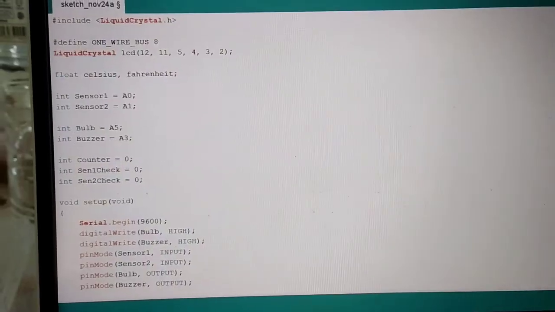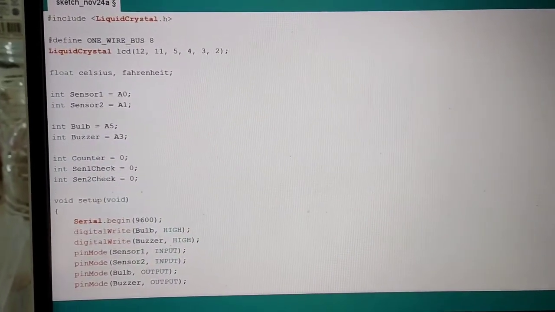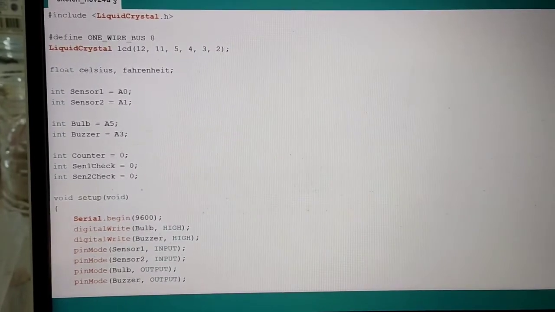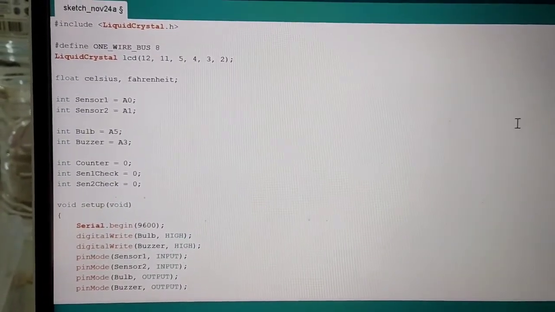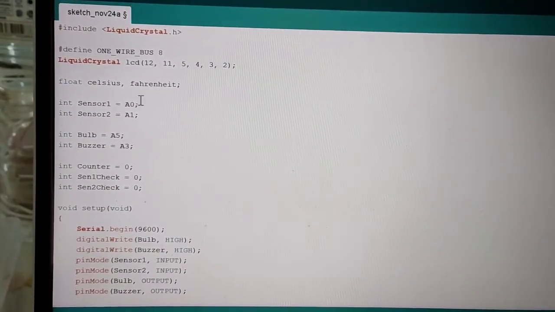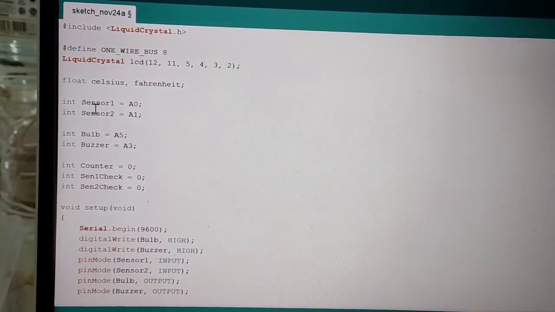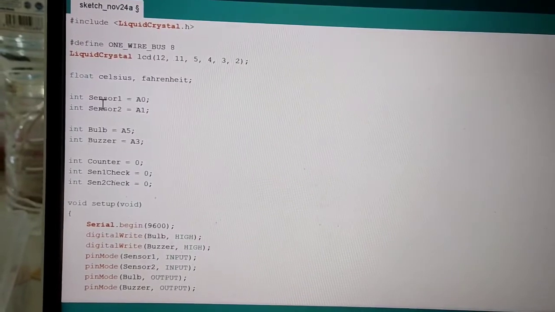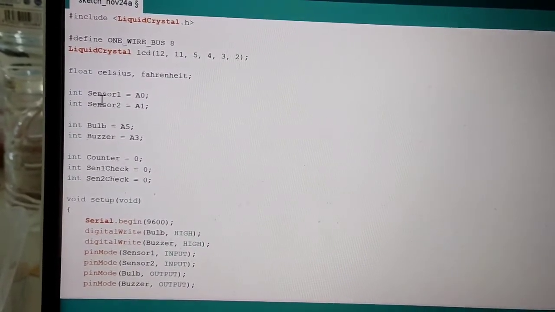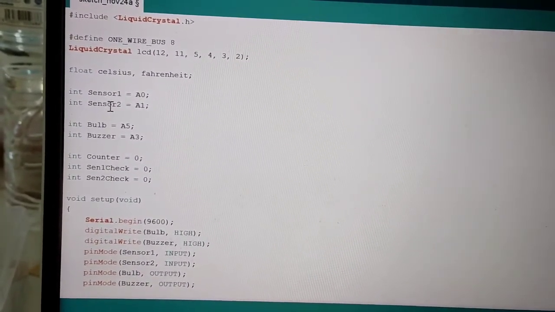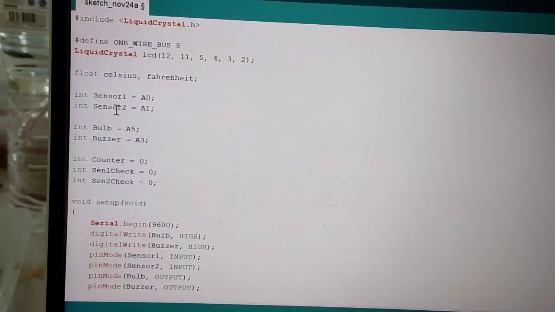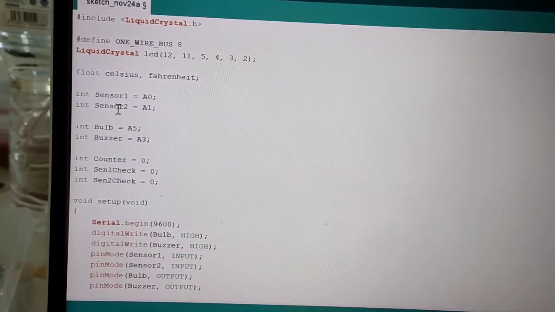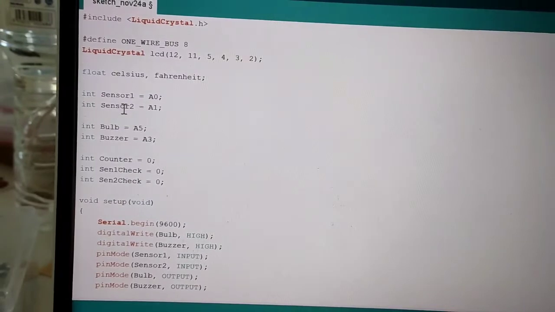Good afternoon. Today I want to demonstrate my prototype. First, I want to demonstrate the coding of my prototype. This is the coding of my prototype. This is sensor 1. Sensor 1 is used to detect people entering the room. And this is sensor 2. Sensor 2 is used to detect people leaving the room.